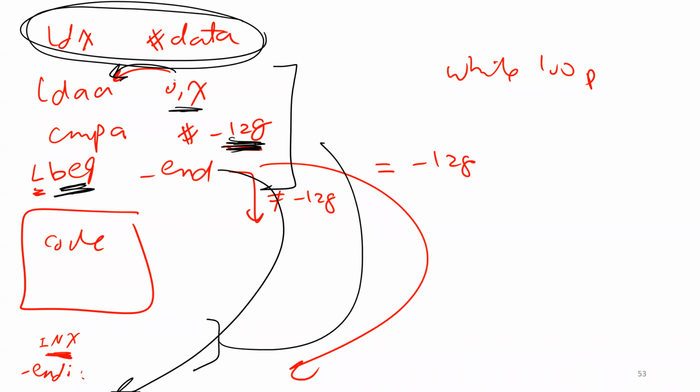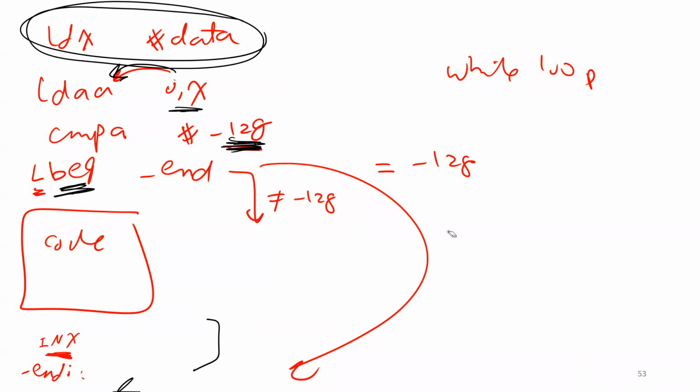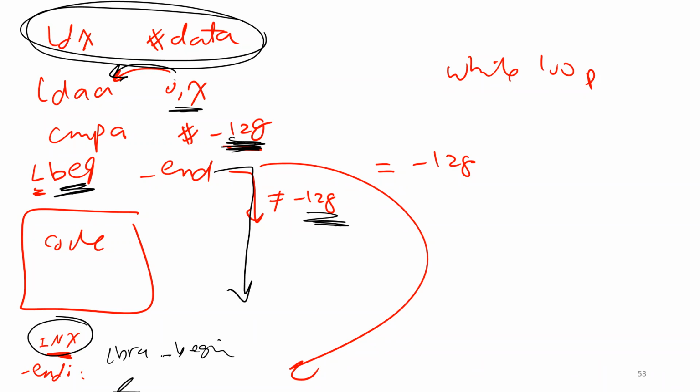So I'm going to initialize X, and then if it is equal to negative 128, leave. Otherwise, if it's not 128, I'm going to come this way. In every iteration I have to increment X, and then I have to long branch to begin, and I have to put begin here.